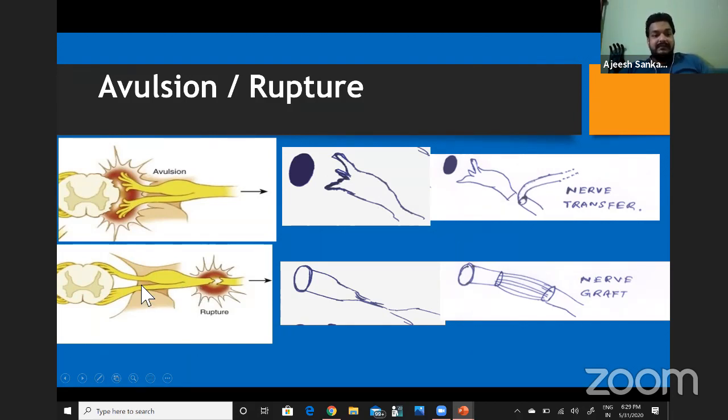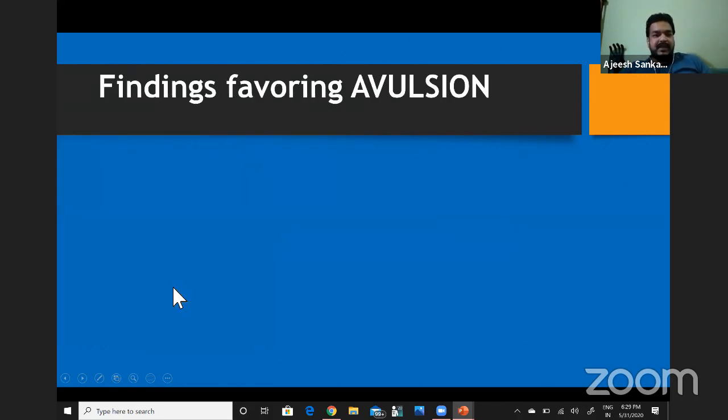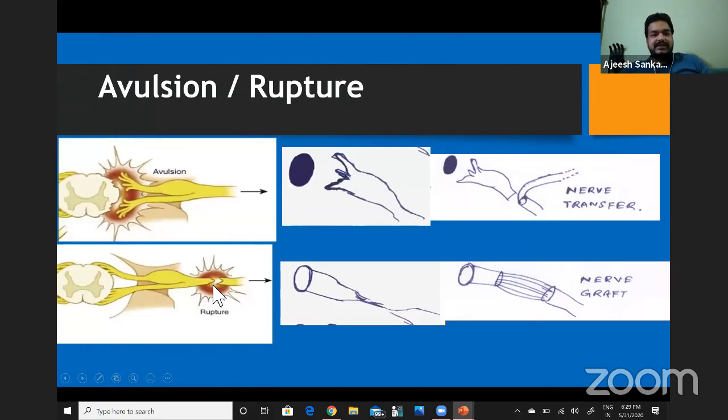But on the other hand, if you have a post-ganglionic injury, where the rupture is actually distal to the ganglion, for example, as shown diagrammatically here, we have the nerve root coming out of the neural foramen. If we find an injury here, we may still be able to graft and get some function out of this root.